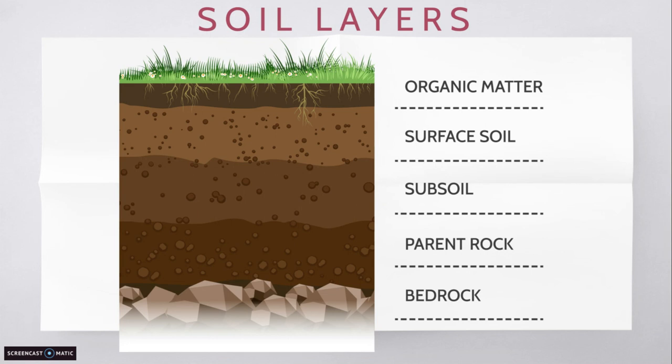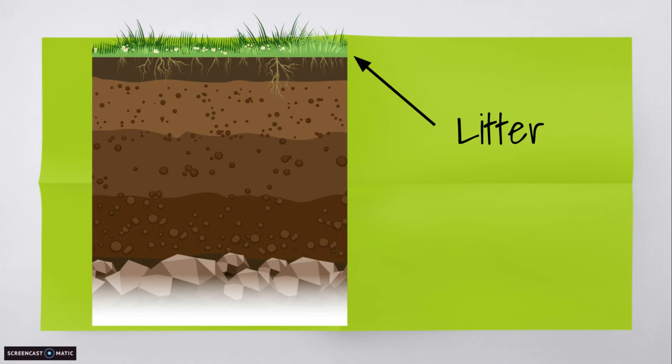So let's talk about these layers really quickly. The first layer is what we call the litter. This is basically just the top layer of dead leaves and grass. And let me tell you, we're doing a simplified explanation of these layers. You might research it and see some sources break it down into many, many layers. This is the simplified version.